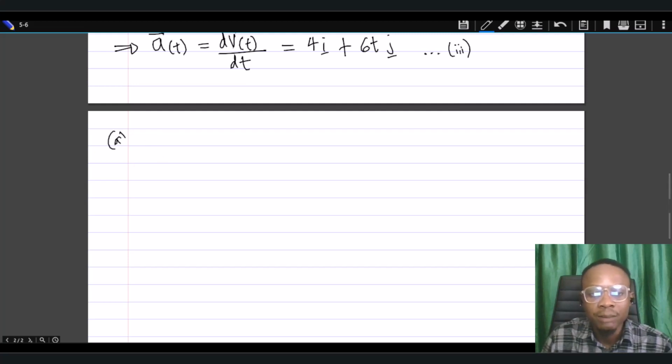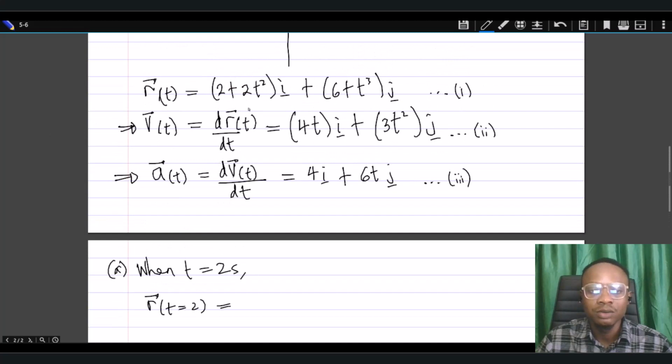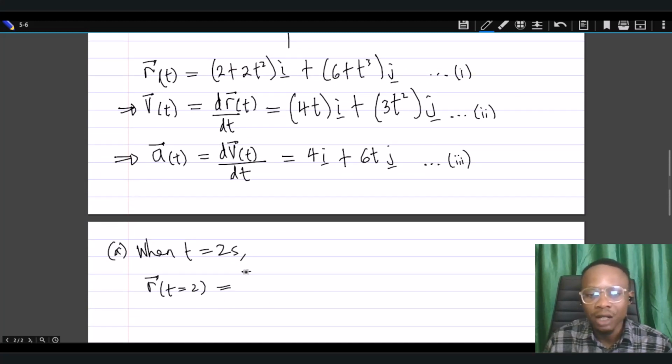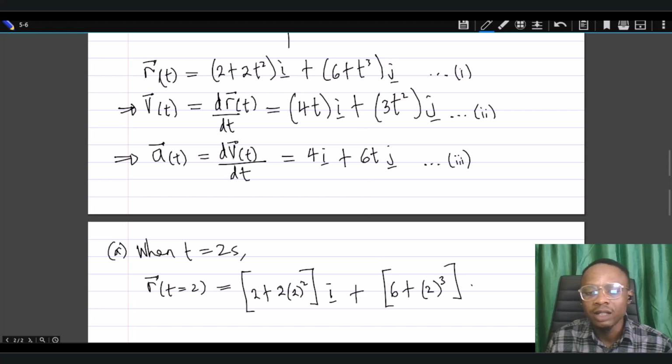So for the A part, we know that when t equals 2 seconds, the position of the body r at t equals 2 seconds will be given by this. So we just substitute t equal to 2 seconds into our expression for r, and that gives us 2 plus 2 times t, which is 2 squared, then we cover this and put i, then plus 6 plus t cubed, that is 6 plus 2 to the power of 3, and then that is j.